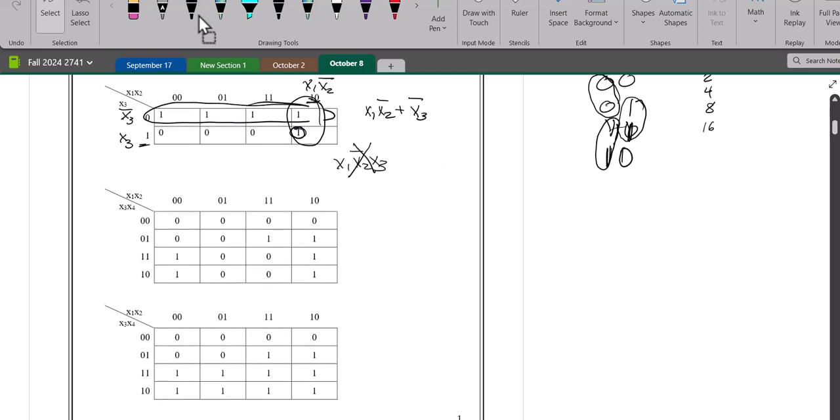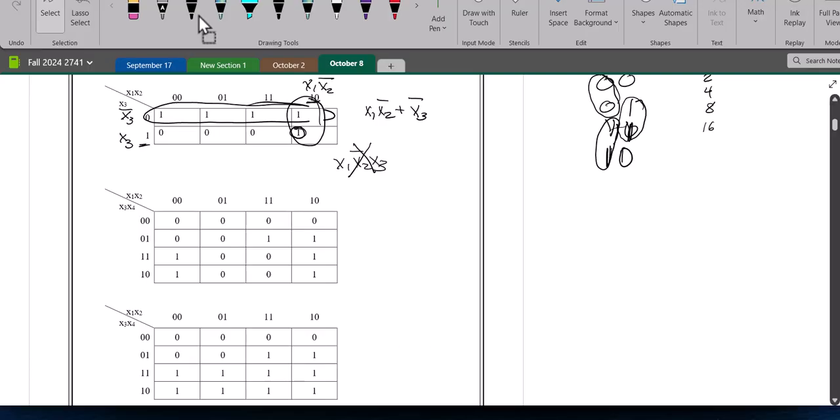Okay, so those were some 3-variable Karnaugh maps. Now we'll look at some 4-variable Karnaugh maps. And let's see, so I see that I can do this with a group of 4 and a group of 2. Is that what you got?